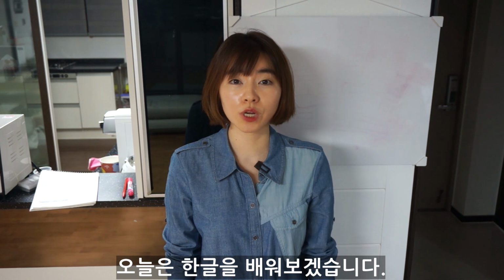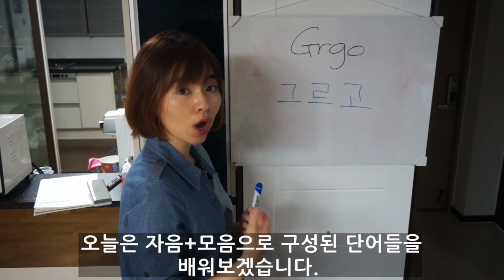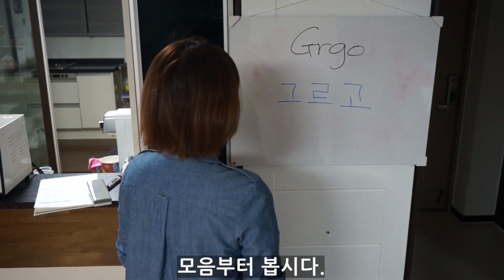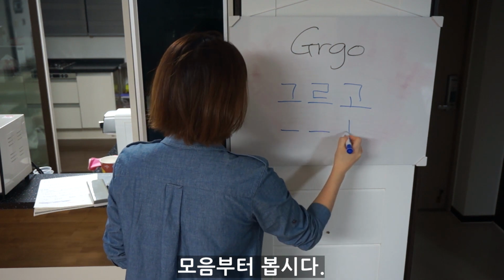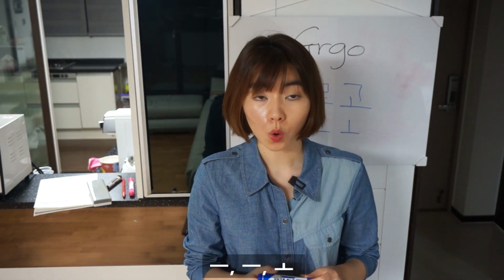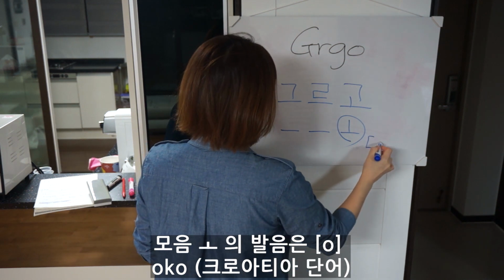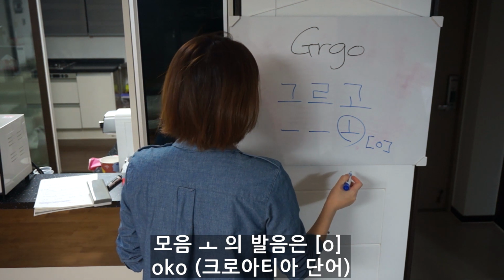Danas ćemo učiti korejsku abecedu 한글. Drago mi je Grgo. 한글 is a combination of consonant and vowel. Let's look at the vowel. O. So you can see O is pronounced like O in oko.